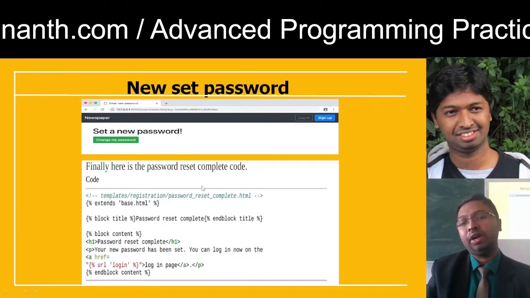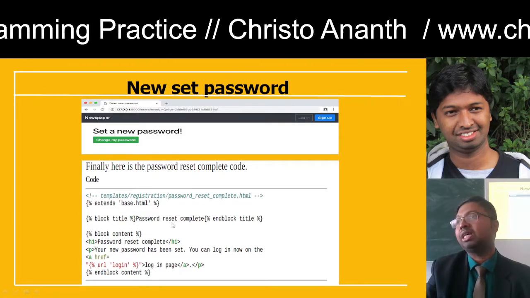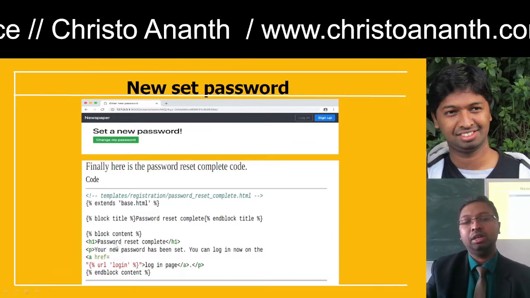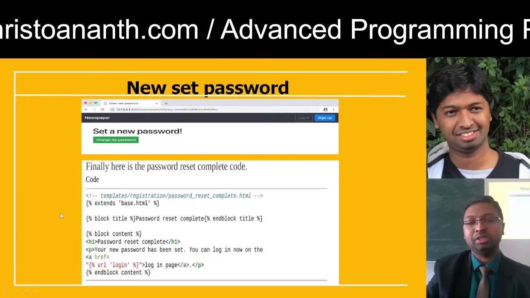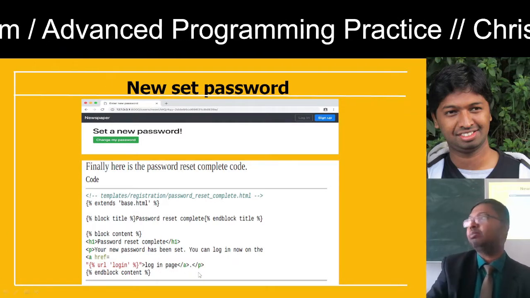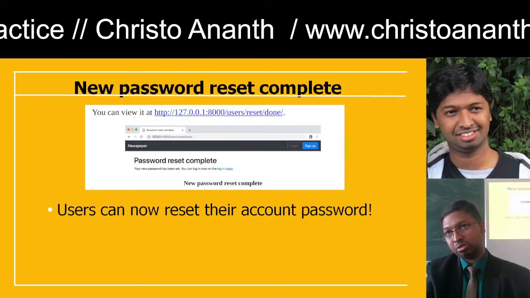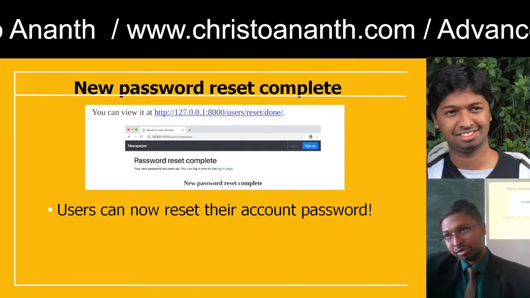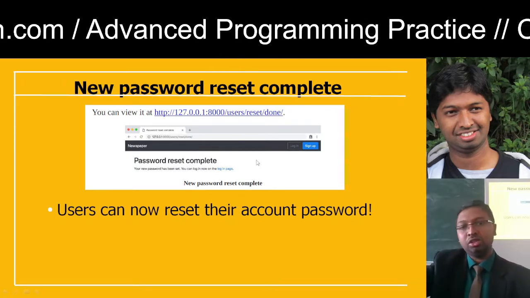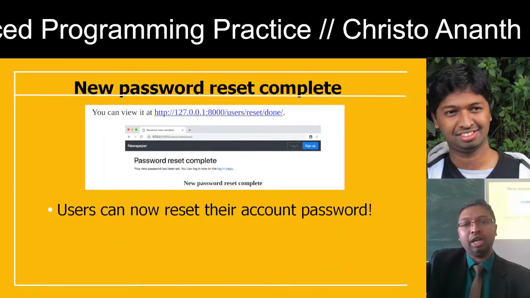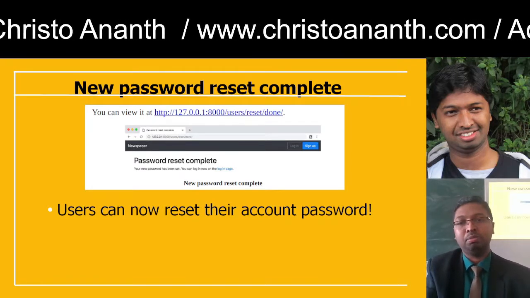Finally, for the password reset complete code, you will have extends base.html. Block title password reset complete. Then block content password reset complete: your password has been set, you can log in now. This is the url login for the login page, and the end block content. If you go to 127.0.0.1:8000/users/reset/done, which means all are completed, it will show password reset complete and your new password has been set. You can log in and type the new password and go on. So users can reset their account password.